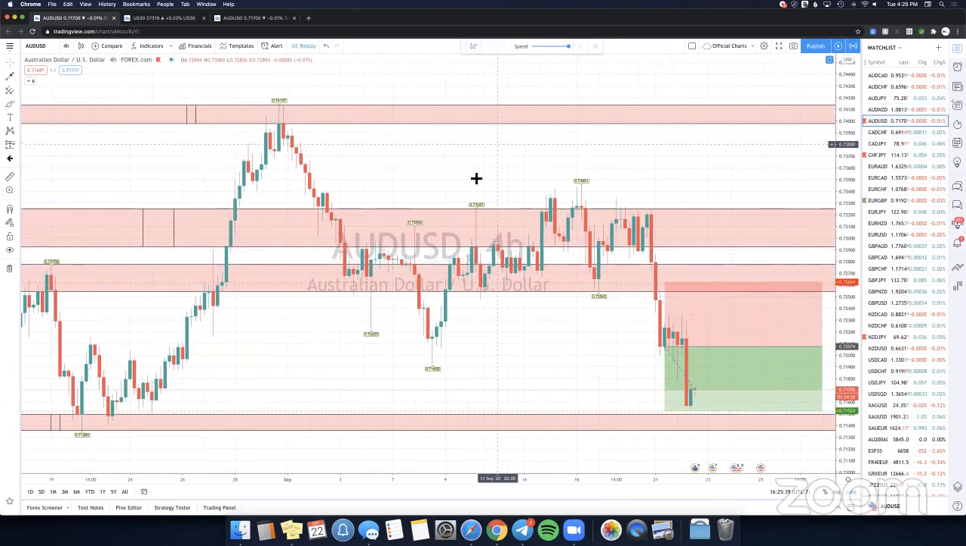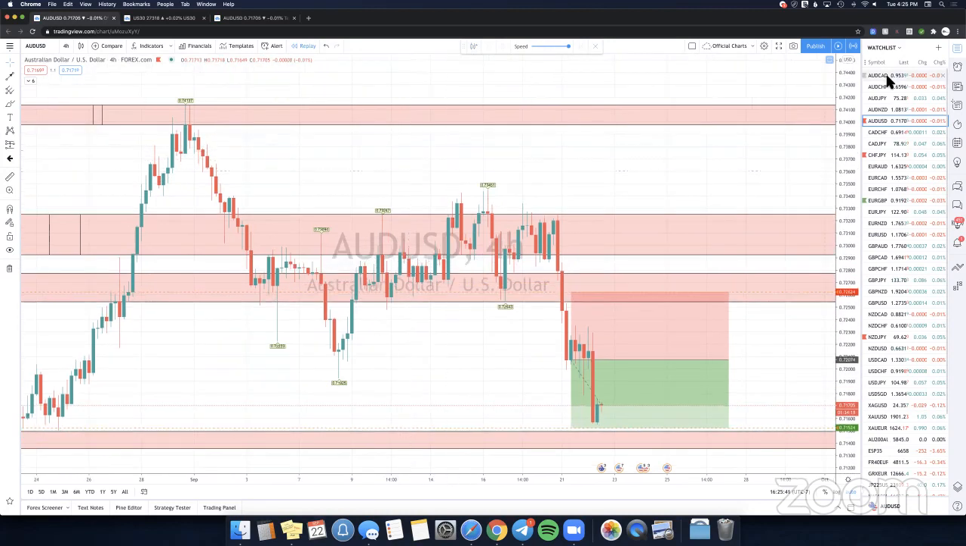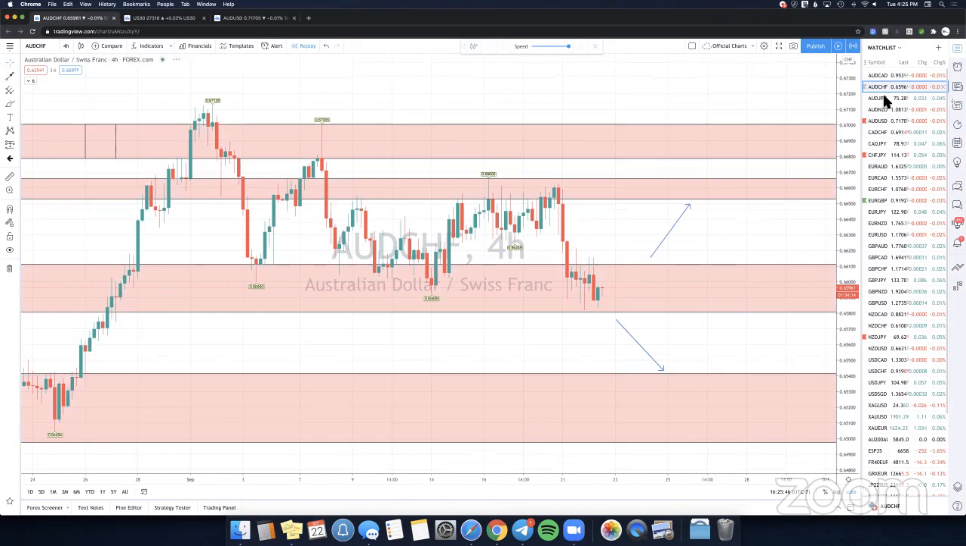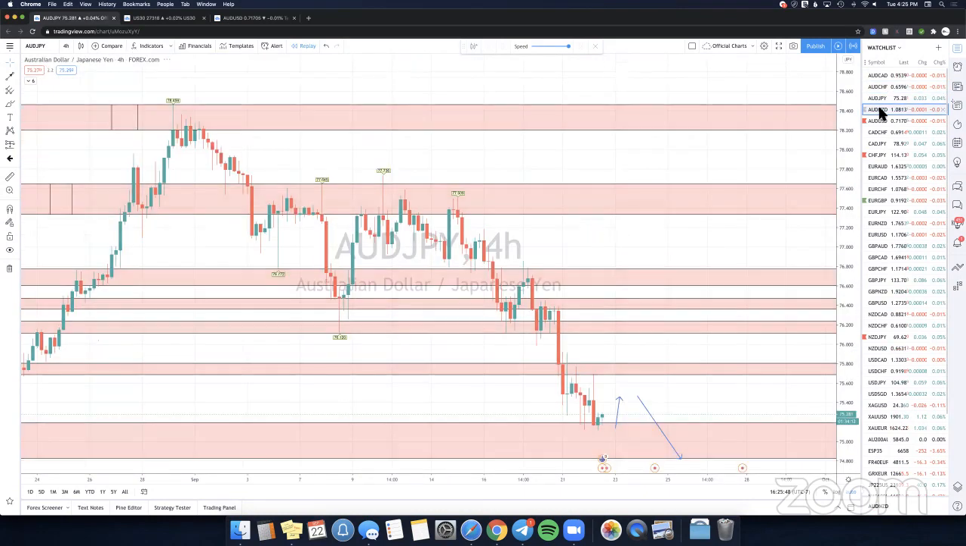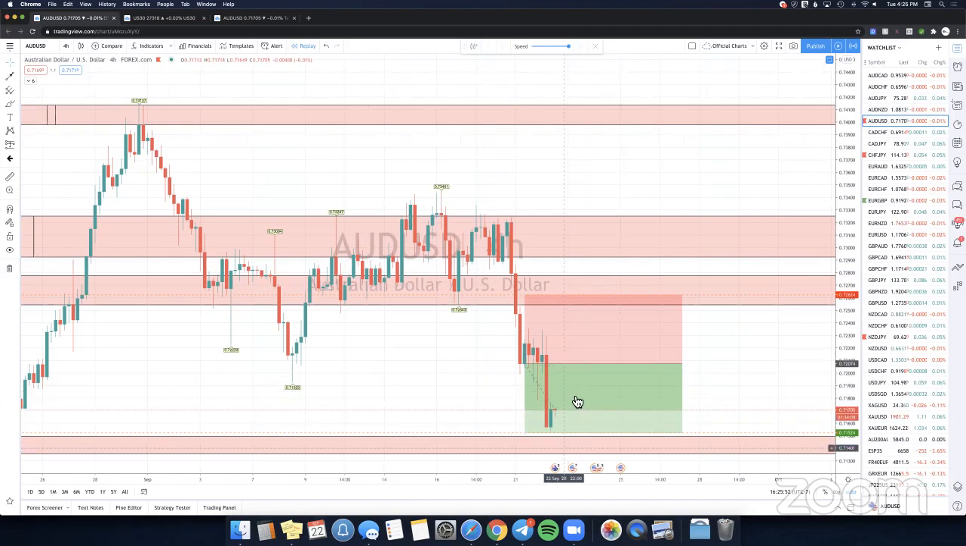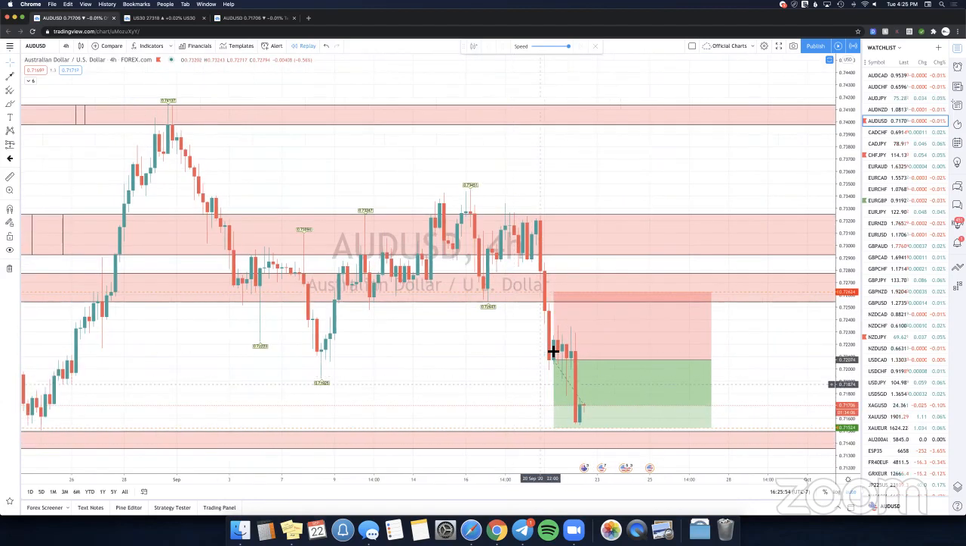But yeah, back to AUD USD over here. For all the AUD pairs, it looks like they're all kind of coming down. So it looks like the Australian dollar is weak right now. So that's why I think AUD USD is going to continue down and hit our full TP. However, I'm not in the trade anymore. I exited it once we reached like half TP.